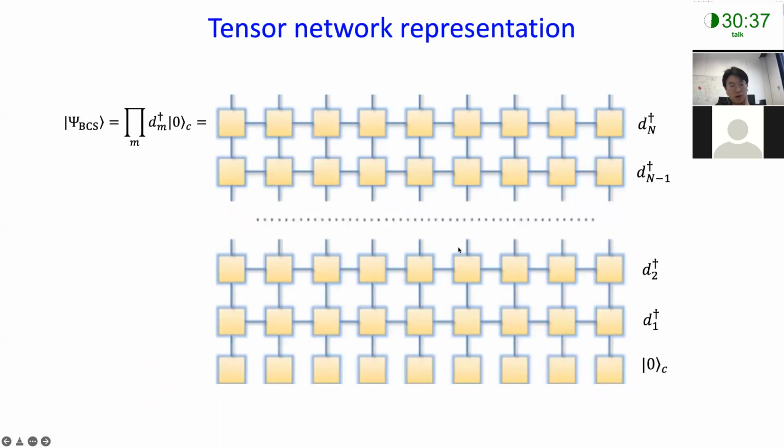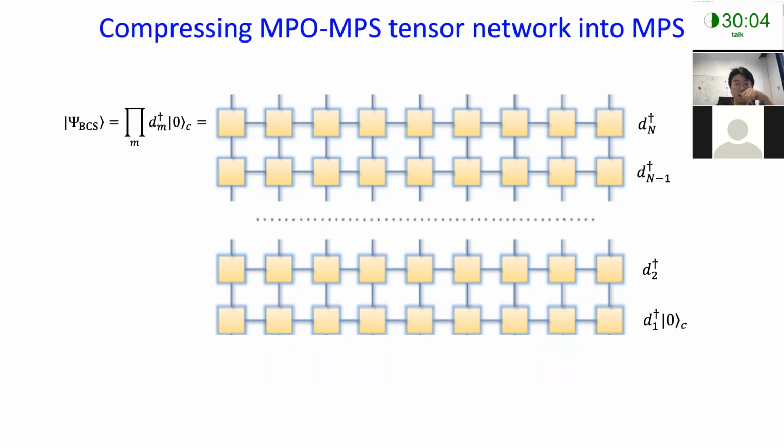Okay, so now we have an initial vacuum state as MPS, and we have occupied quasi-particles as MPO. We just act all of those occupied single particles one by one on the vacuum state. Namely, we will contract all of those physical bonds of MPO and MPS from D1 dagger to DN dagger. In the end, we obtain this tensor network representation of the BCS type state. And this MPO-MPS representation is exact, but computationally very hard.